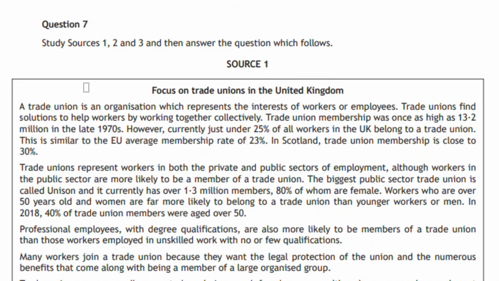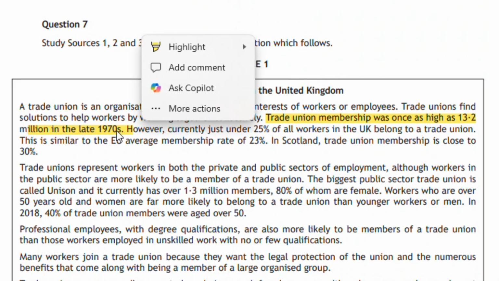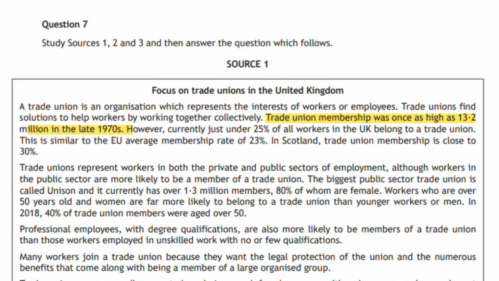But for now, if we read source 1, we've got the first sentence which tells us what a trade union is. Our second sentence tells us kind of what they do. But if we have a look at this third sentence, it reads, trade union membership was once as high as 13.2 million in the late 1970s. That might help us establish our trend. So I'm going to highlight that yellow. Now, maybe there's more information. So it might not be all I highlight yellow, but for now, that'll do.